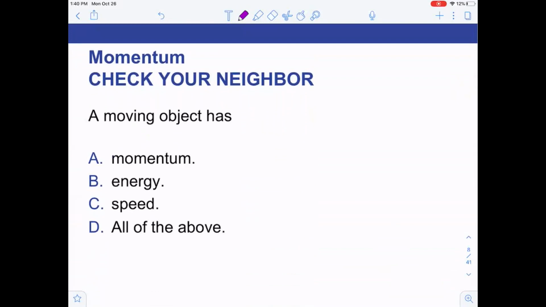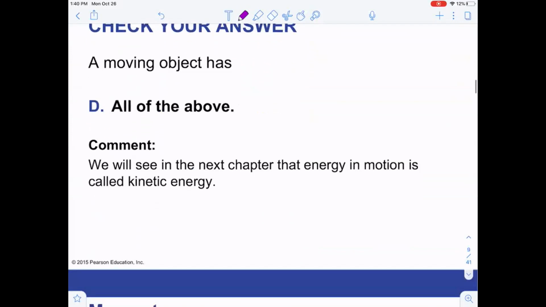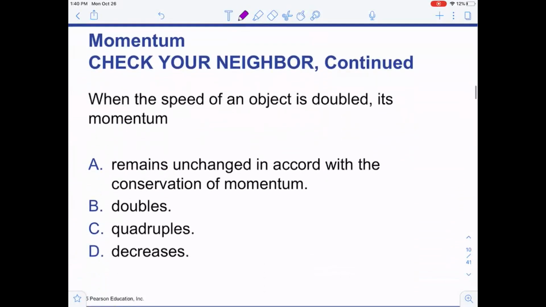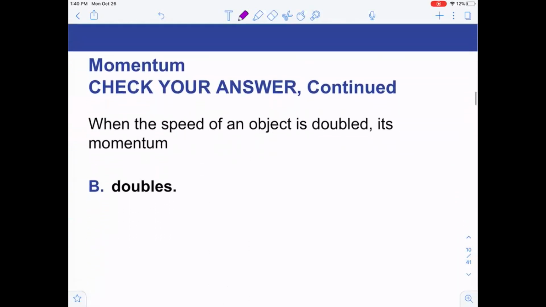A moving object, does it have momentum? Yes. Does it have energy? Does it have speed? This would be all of the above. So our equation for momentum is P equals mv. P being momentum. I don't know why they use P, but P is a symbol that they use for momentum. So it says when the speed of an object is doubled, what happens to its momentum? It doubles. Very good.